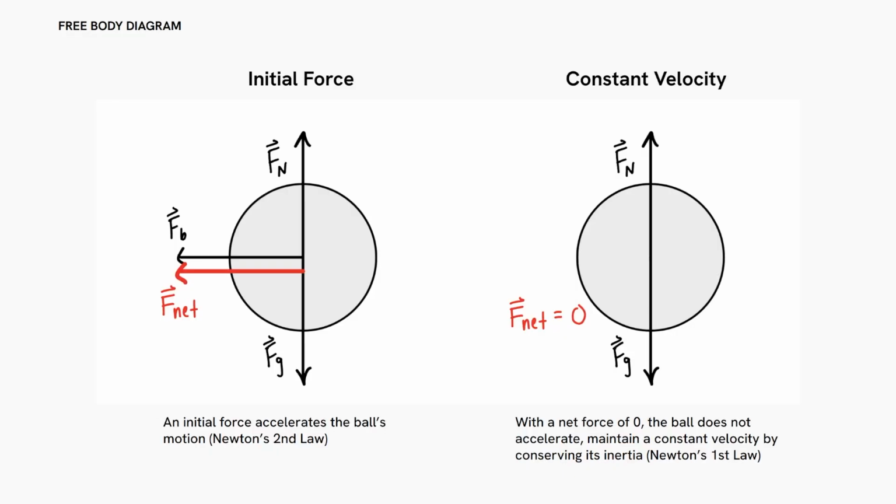Here's a free body diagram explaining the motion of the ball. To get the ball rolling in the beginning, we will need the net force to be more than zero. We'll have to use an impulse, an initial force, to accelerate the ball to a velocity that will then hold at a constant velocity by not applying any more force to it, which is in accordance with Newton's first law.